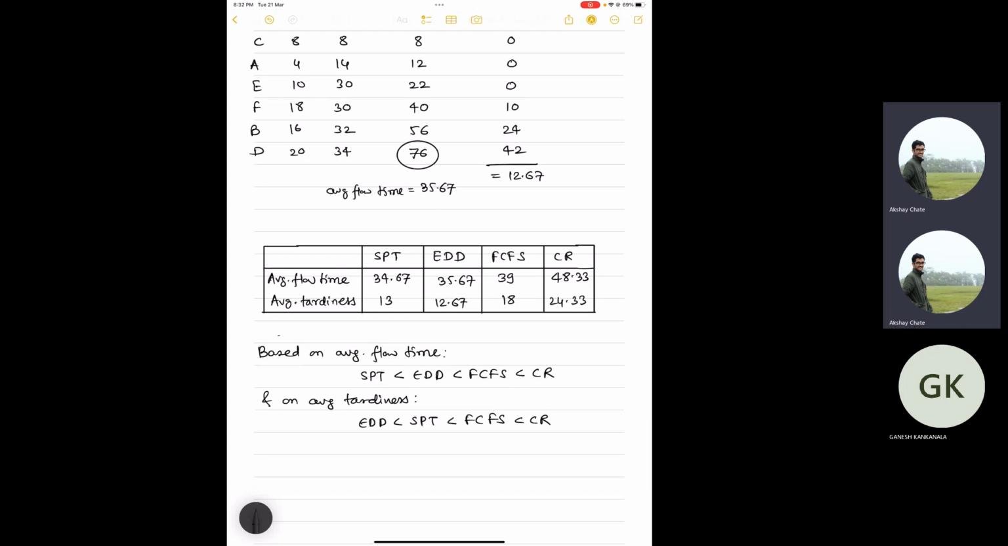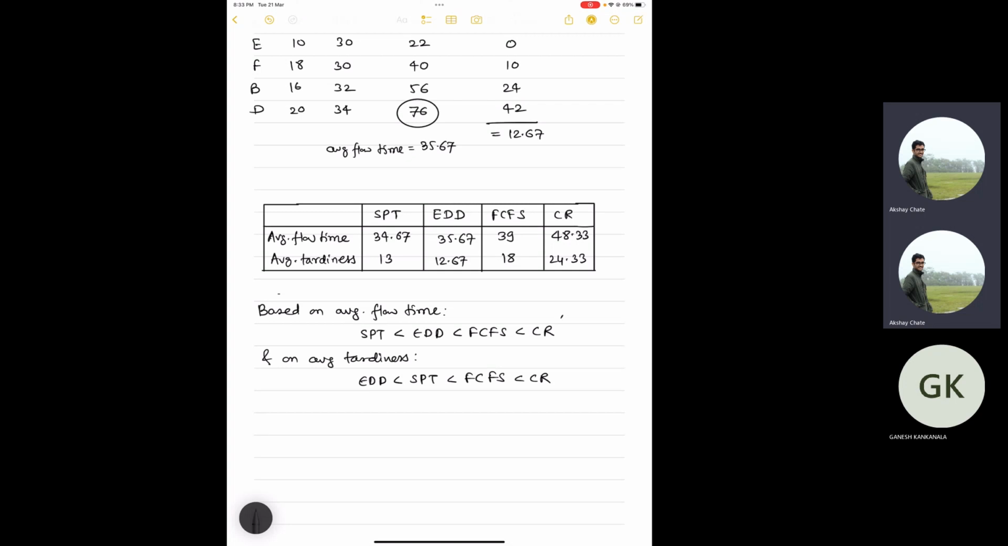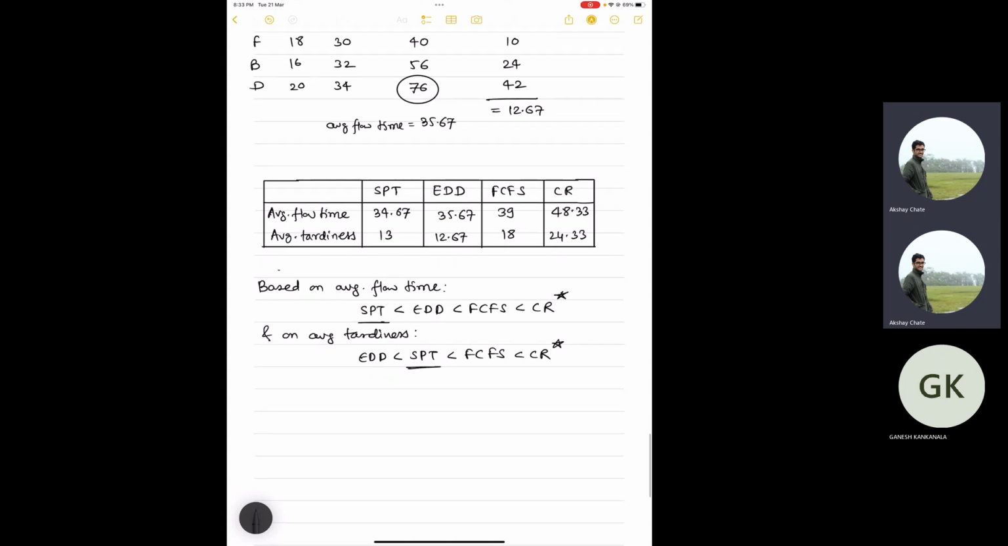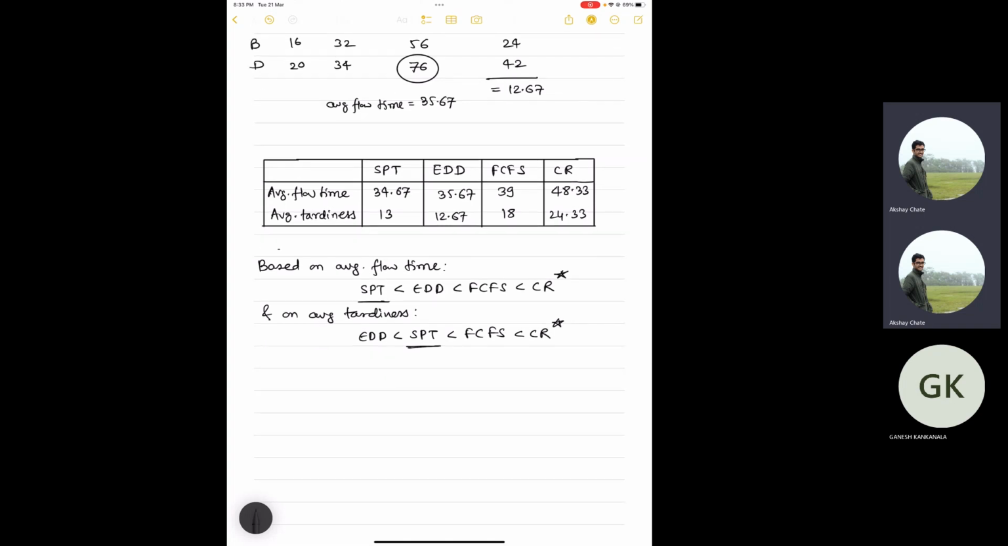So we'll conclude today. See here you can understand this critical ratio criteria is worst because it is giving you your system is operating for 48 days and the tardiness is also 24 days on an average. So you should not go for CR. Then there is a trade-off because SPT is giving minimum flow time, but it has higher tardiness, and vice versa for EDD. So now it is your call, depending on your priority, whether you want your system to run for minimum time or you want your tardiness to be minimum.